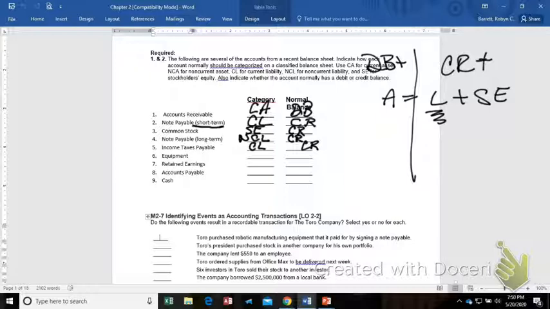All right, what about equipment? Equipment's an asset, so it'd be a non-current asset because that's something we're going to have for a long time, we hope. Is it going to be a debit or credit? Debit. All right. What about retained earnings? That's stockholder equity, and it's going to carry a credit. All right. Accounts payable.